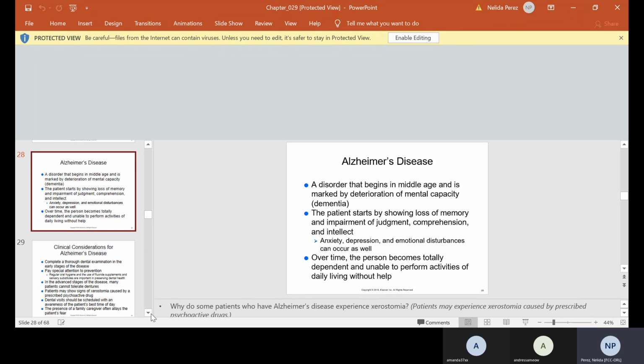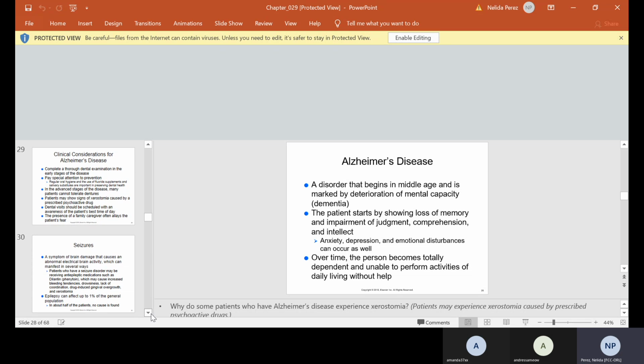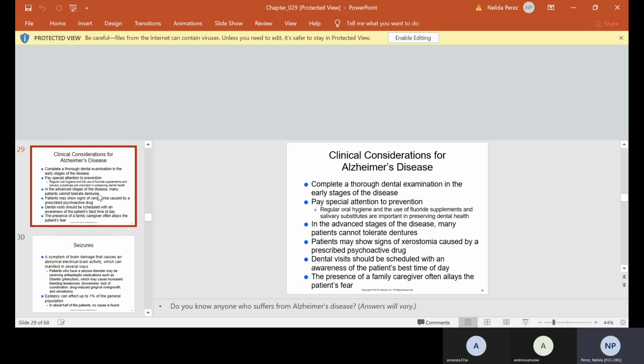Alzheimer's disease is a disorder that begins in middle age and is marked by deterioration of mental capacity, also known as dementia. The patient starts by showing loss of memory and impairment of judgment, comprehension, and intellect. Anxiety, depression, and emotional disturbances can occur as well. Over time, the person becomes totally dependent and unable to perform activities of daily living without help.